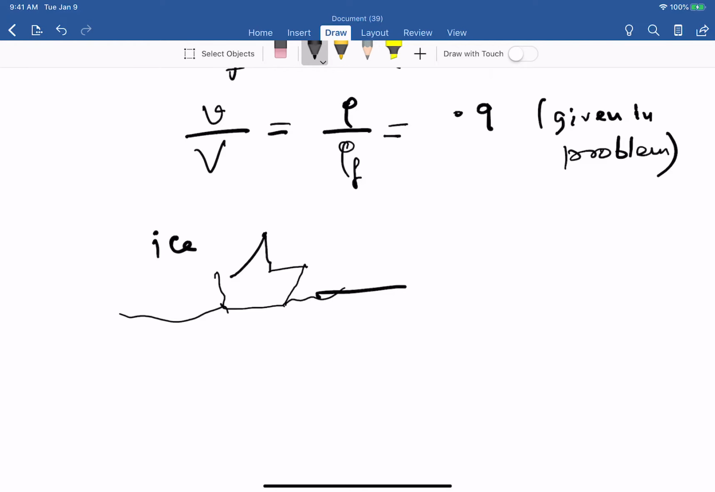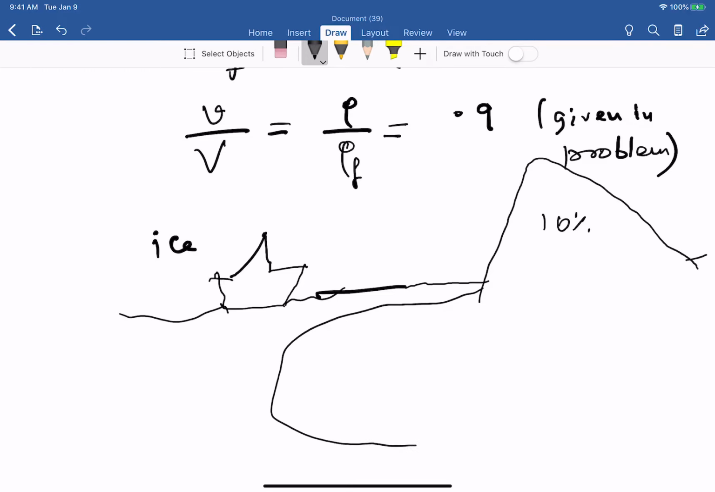So here's my ship. You might be on a ship and you might find that there is a giant iceberg sticking out of the water. Some of these icebergs can be huge. They might look like mountains. However, you know that what you can see sticking out of the water is only 10% of the volume of the iceberg. 90% lies underneath the surface.